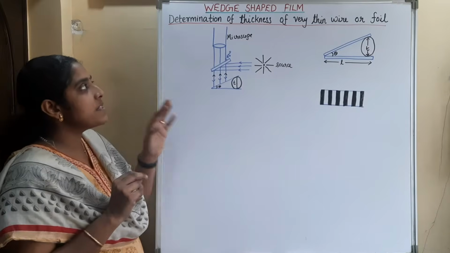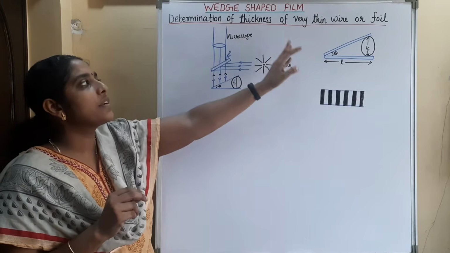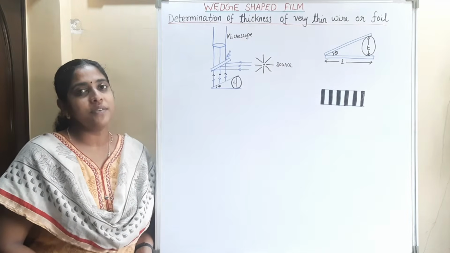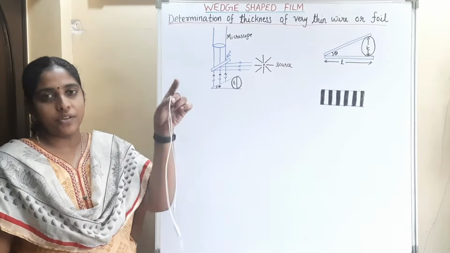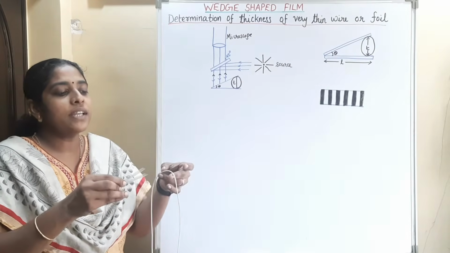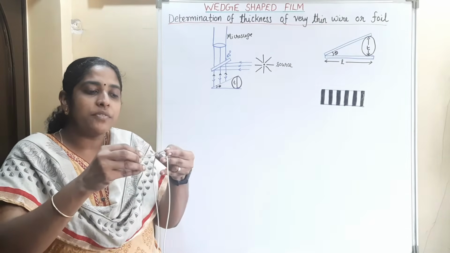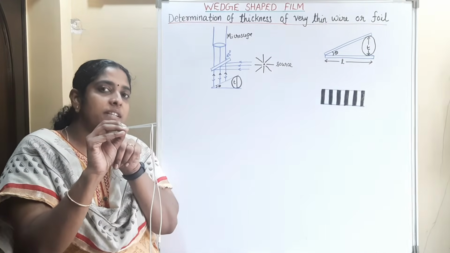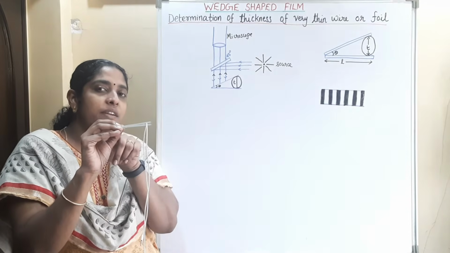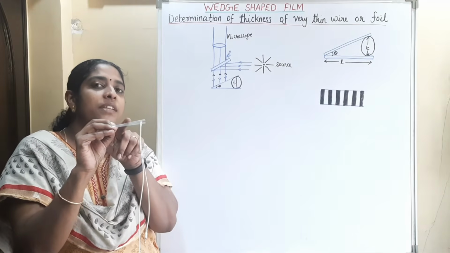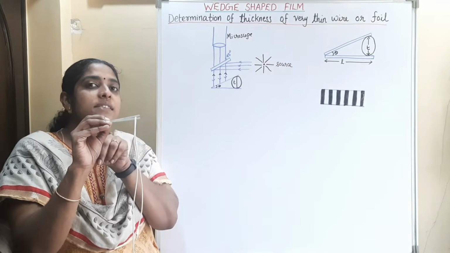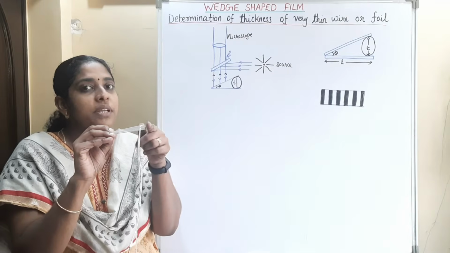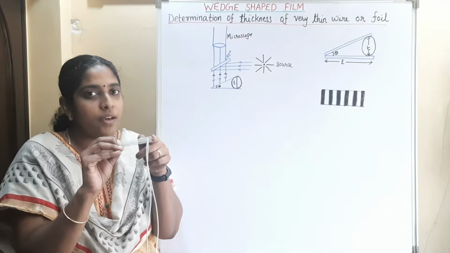The application of wedge-shaped film is the determination of the thickness of a very thin wire or foil. How can we determine the thickness of a wire using wedge-shaped film? We want to find out the thickness of this wire. Then we can keep this wire in between two glass plates. Now these glass plates are in touch with each other at one end, and an air film is formed in between these two glass plates whose thickness varies from this end to the other end. At the other end we keep the material whose thickness or diameter we have to find out.